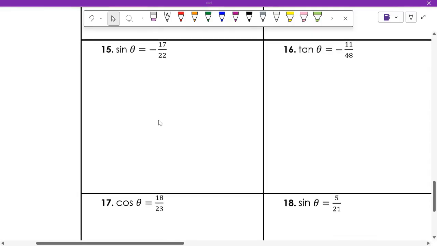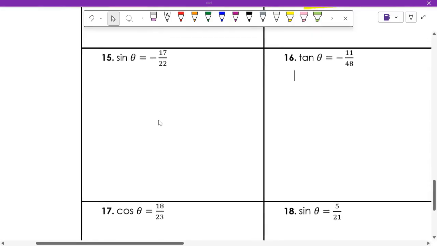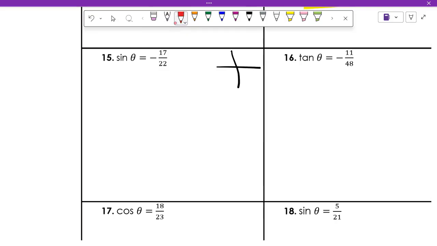Okay, let's try this one right here. All right, so let's think about this one, sine. Where is sine going to be negative? Because that's what I'm looking at here. I don't care about the numbers. I care that it is negative. Sine is my y variable or coordinate, and so that's going to be negative down here in quadrant 3 and quadrant 4.